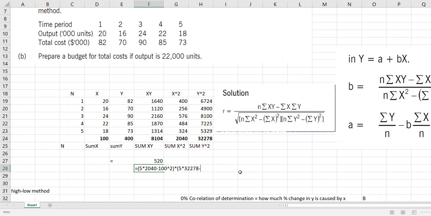3278 minus sum of y, 400 power 2. So if you're scared, you can put brackets here as well. So as I said, it will either give you the exact answer or it will not give you the exact answer. So what I will do, take my calculator and find the square root of that.